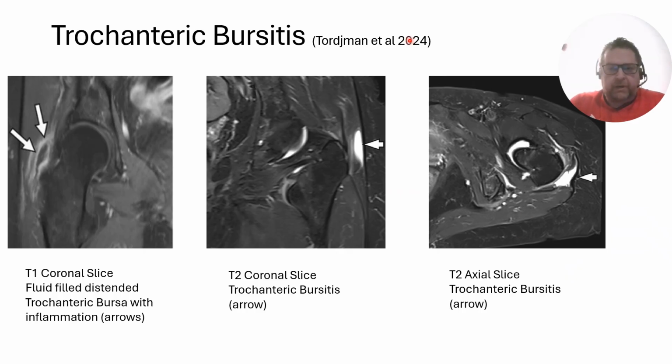The first part is the T1 coronal slice. You can see here the fluid-filled distended trochanteric bursa with inflammation, so we can see the arrows. The middle image is a T2 coronal slice showing trochanteric bursitis, where the arrow is, and the far right image is a T2 axial slice showing trochanteric bursitis, so you can see that quite clearly.